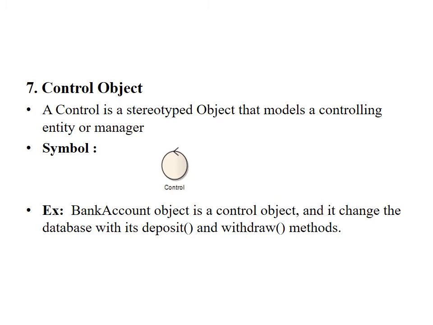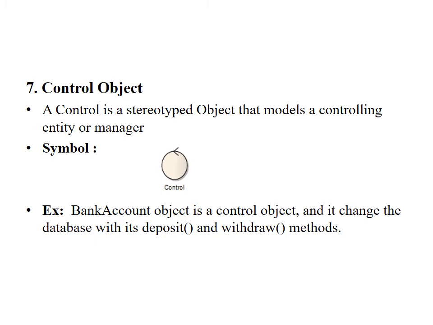Then to represent stereotype objects, we use control objects, boundary objects, and entity objects, which are of type stereotype object. A control is a stereotyped object that models a controlling entity or manager. This object controls some other object, which is why it is called a control object.